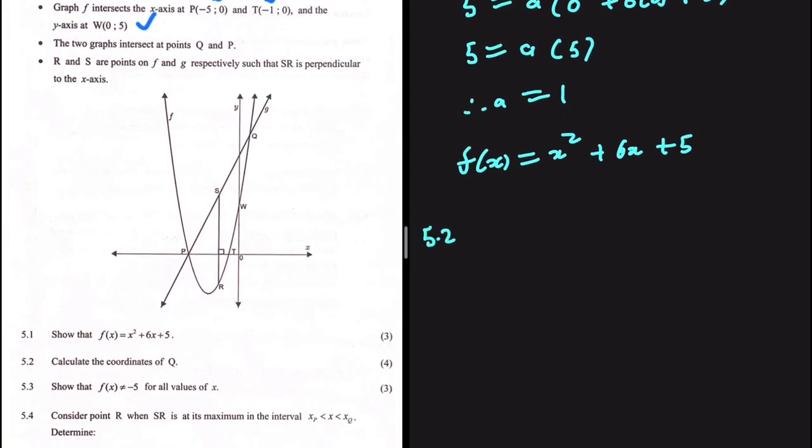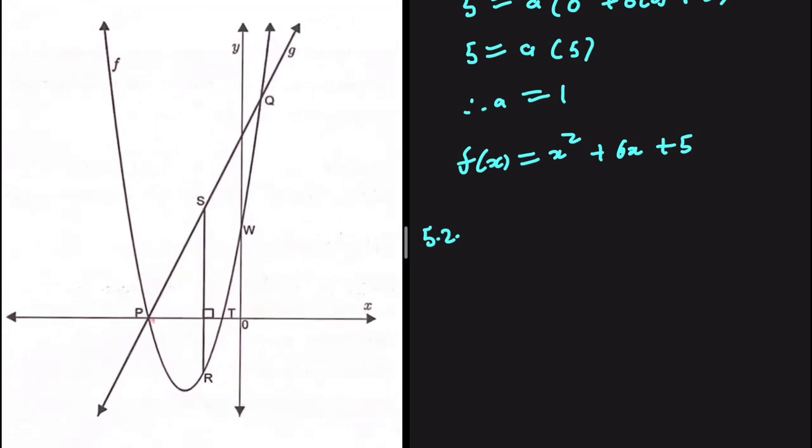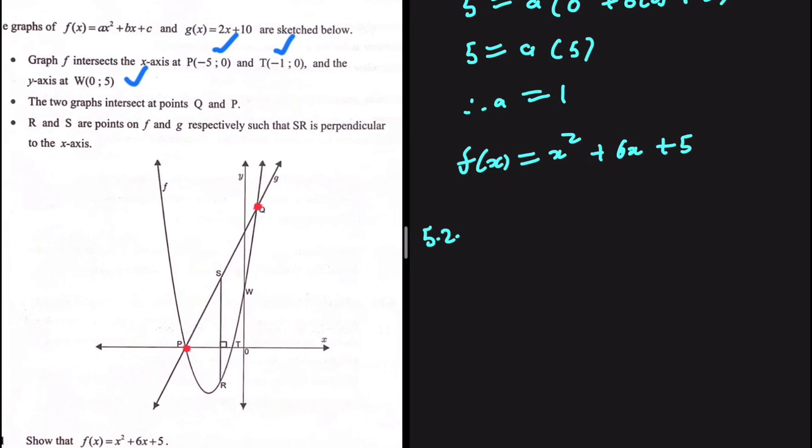In 5.2, we're supposed to calculate the coordinates of Q. So let's look at P and Q. At P, our two functions, f(x) and g(x), intersect. The same is true at Q. The two functions intersect. So in order for us to find the value of Q, we need to equate these two functions. So we can say that f(x) is equal to g(x).